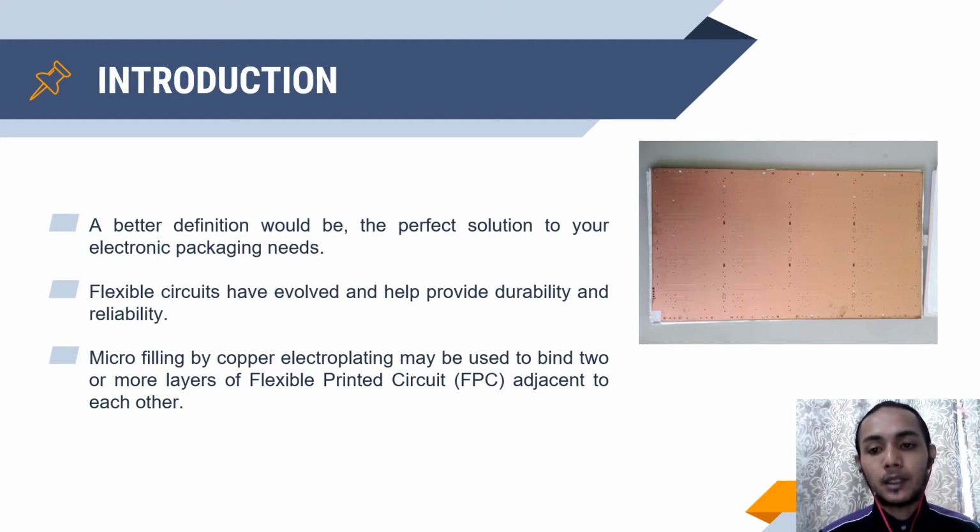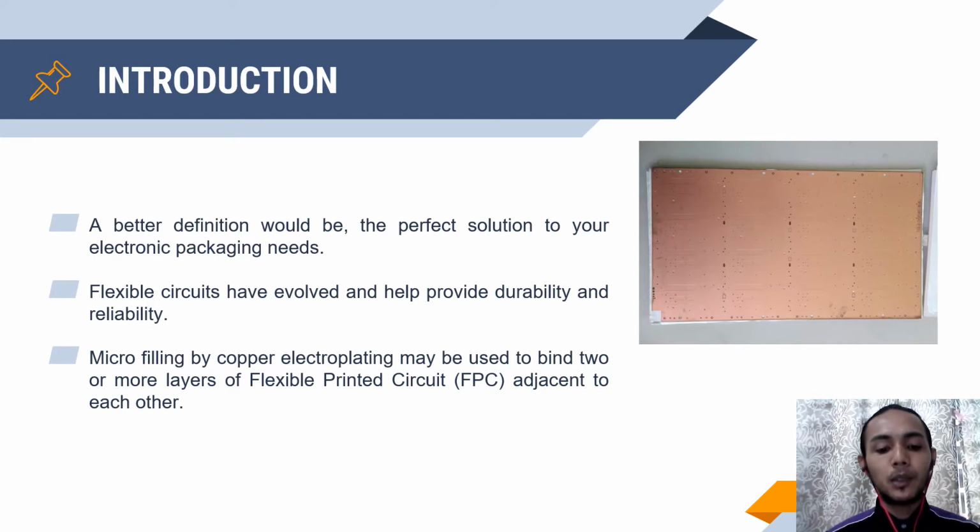As shown in the figure, that is the type of flexible printed circuit. Microfilling by copper electroplating may be used to bind two or more layers of flexible printed circuit adjacent to each other. The microvia must be completely filled by seamless copper via filling in an acidic copper plating solution containing different main additives to ensure effective electrical interconnection.